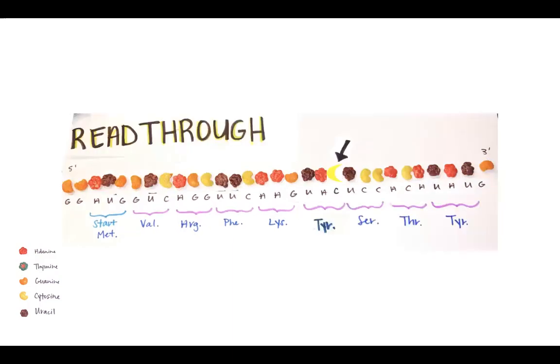Next is a read-through mutation. And this is whenever originally we had a stop codon right here, but now since we added in a new and different type of nucleotide, we have just a normal amino acid and translation can keep going. So originally this was a stop codon and now it's tyrosine.